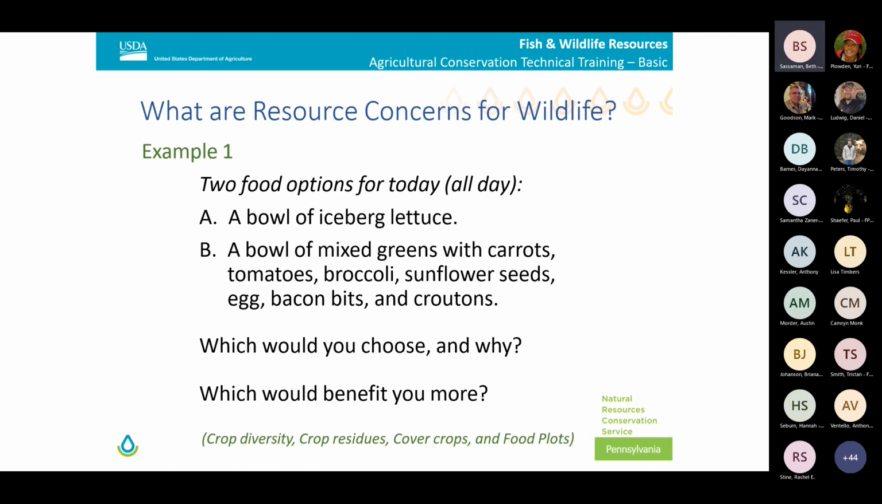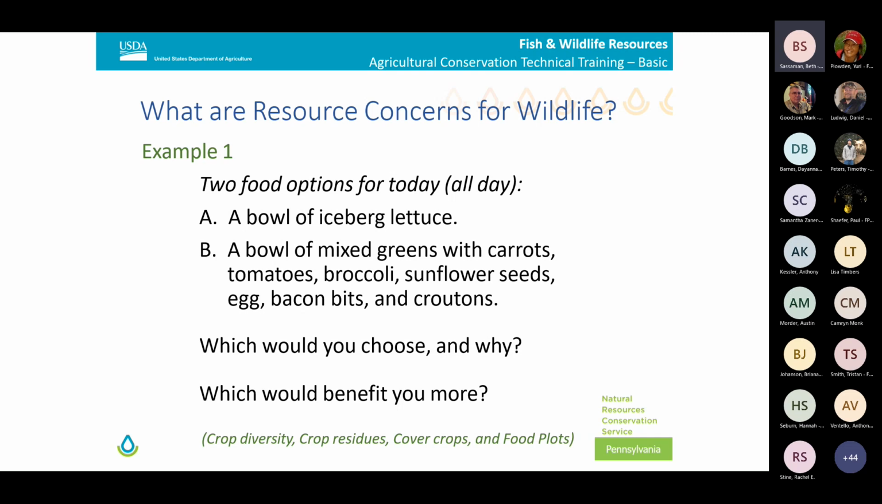So here's an example. Although everyone just ate lunch, imagine that you didn't. And your options today are a bowl of iceberg lettuce or a bowl of mixed greens with carrots, tomatoes, broccoli, sunflower seeds, eggs, bacon bits, and croutons, maybe some dressing and maybe some other carbs with it. What would you choose and why? So not everyone's here. I can't see anyone, but I would expect that everyone would choose the more variety than the iceberg lettuce. You can certainly comment if you feel differently.